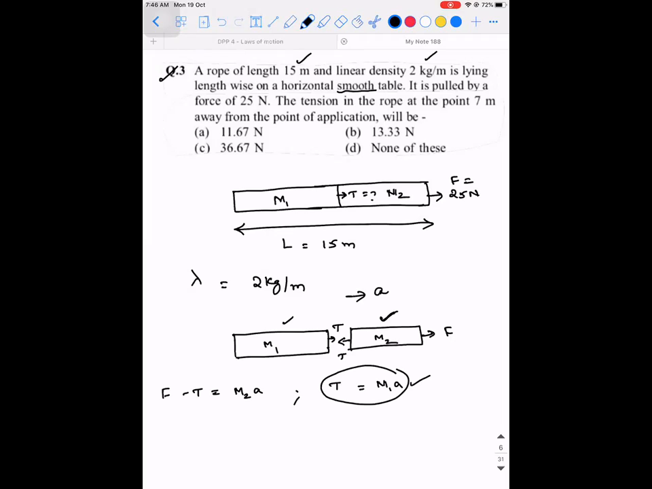Wherever linear density is given, you need to find the mass of a particular portion. You need to multiply that linear density with what? 7 meters. Yes, that's right. So 25 minus T is equal to 2 into 7 into A. Similarly, T will be equal to how much, guys?